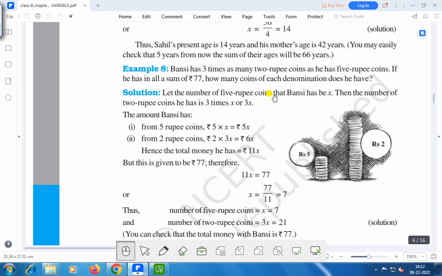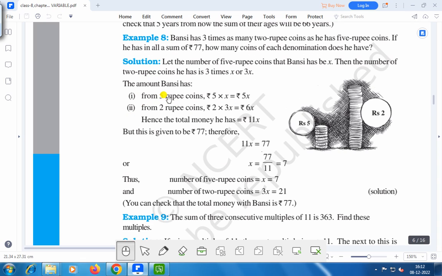Let the number of 5 rupee coins that Bansi has be x. Then the number of 2 rupee coins he has is 3 times x, that is 3x. The amount Bansi has from 5 rupee coins is 5 into x, that is 5x.